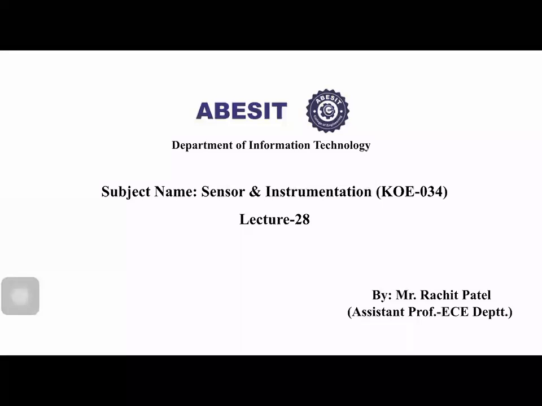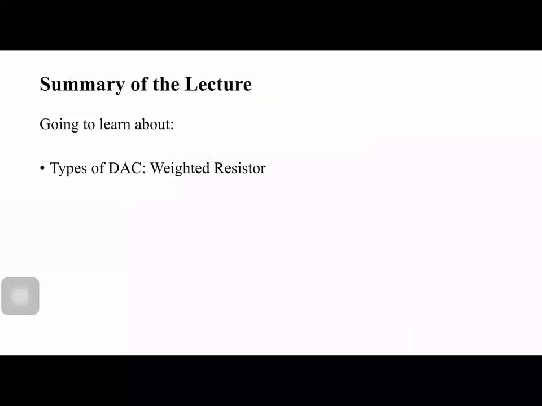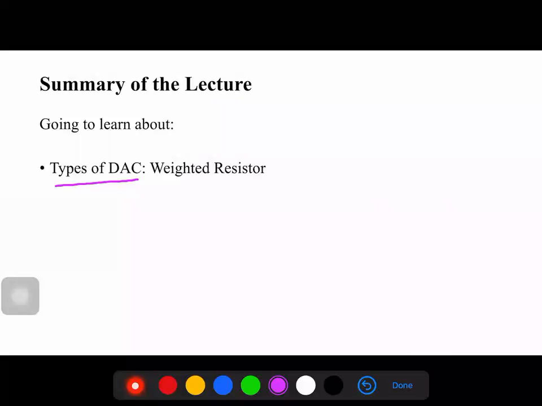So basically this is lecture 28. In this lecture we are going to discuss the types of DAC, digital to analog converters. In the previous lecture we have seen just the opposite, ADC, analog to digital converter.